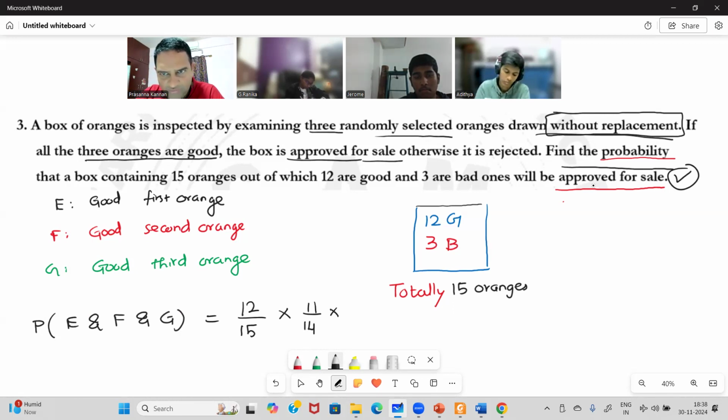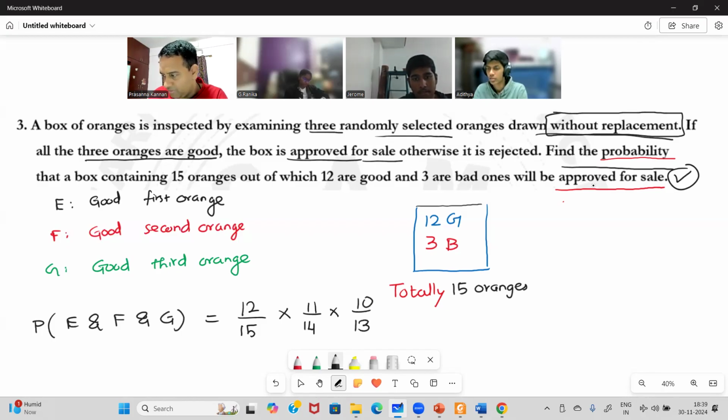Now you took one more orange, correct? Which is good. And you kept it aside. Now how many oranges have you taken out totally? 2 oranges, sir. Yes, 2 oranges you have taken out. So how many oranges are remaining? 13. Yeah, how many good oranges are remaining? 10. Yeah, so what is the probability of drawing the third good orange? 10 by 13. Yes, that's all.